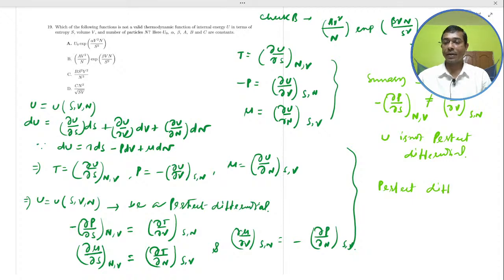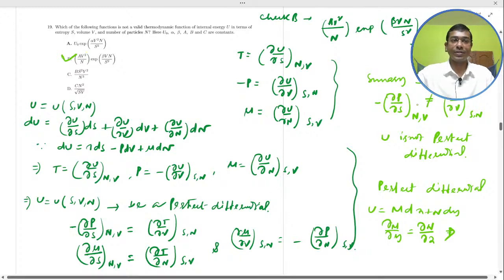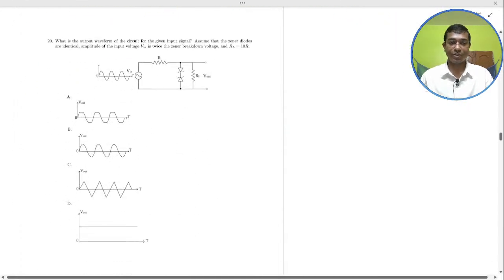Perfect differential means in mathematics, suppose U is defined as M dx plus N dy. Perfect differential means del M del y equal to del N del x. You have to check this for all four options, and here option B would be the correct one. AV square by N into exponential of beta Vn by A square is not a perfect differential. Next question, question number 20.